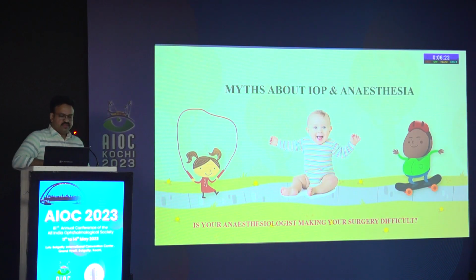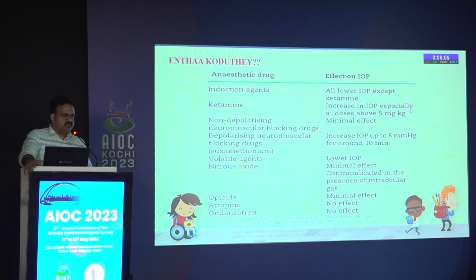Now I wanted to clarify some of the myths about the increase in intraocular pressure and anesthesia. Most of the time the young ophthalmologists think that the anesthesiologist is making your surgery difficult with their drugs and their methods that increase intraocular pressure. So we'll see what are the things about the increase in IOP. Most of our induction agents lower IOP except ketamine. But with ketamine, the increase in IOP occurs at the 5 mg per kg level. So usual sedation doses like 2 mg per kg or 1 mg per kg of ketamine will not increase IOP so that your surgical difficulty occurs.